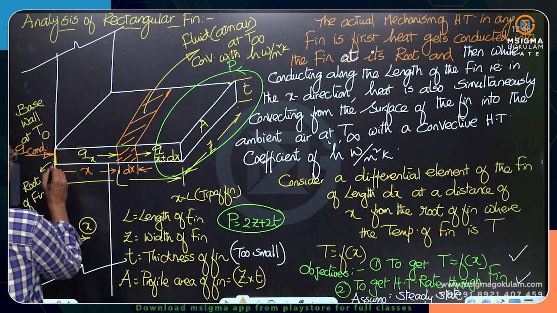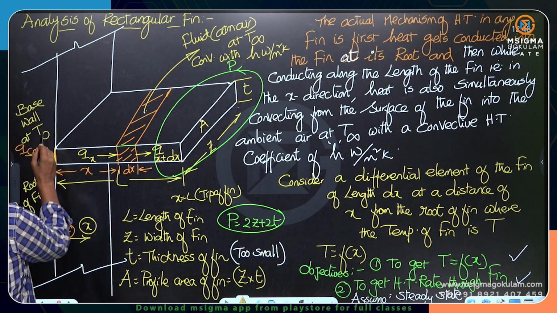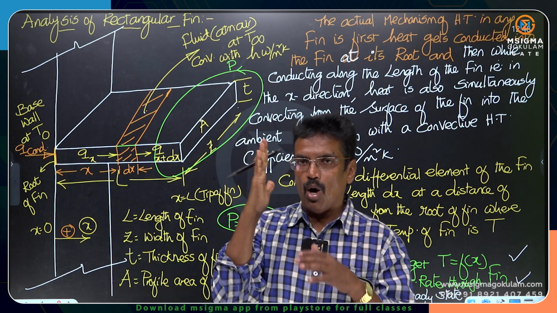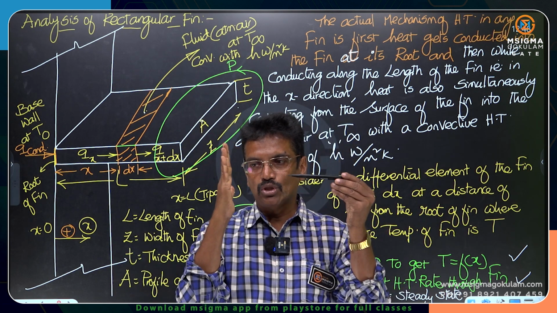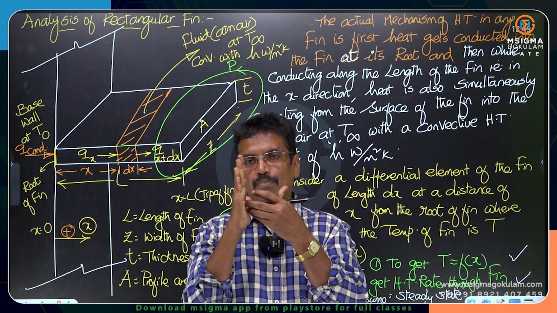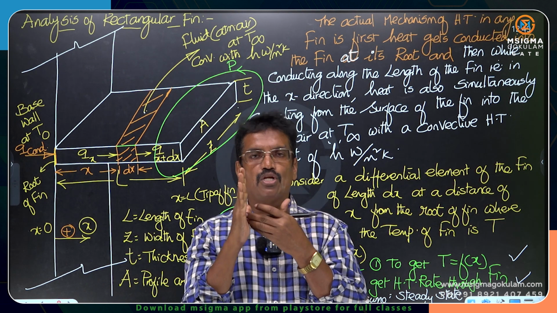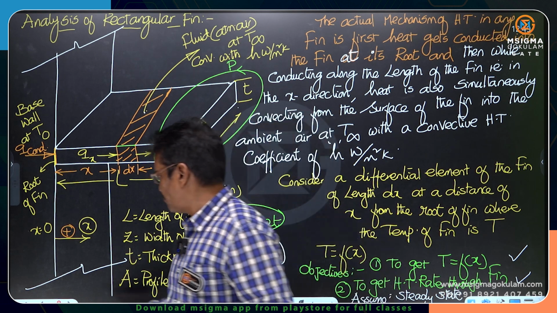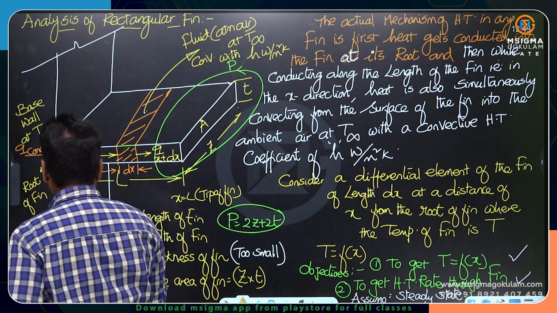At x is equal to 0, what is the temperature of the fin? T0, that is the base temperature or the root temperature. If this is the wall to which the fin is attached, here at x is equal to 0, what is the temperature of the fin? Same as the base wall temperature, which is denoted as T0. Look at this, T0 there.